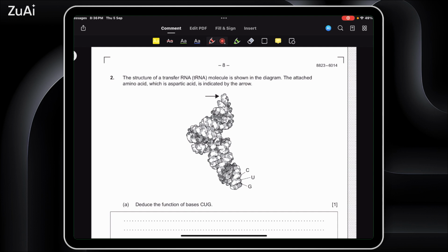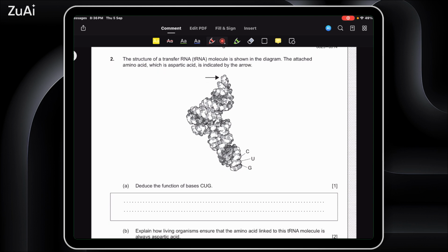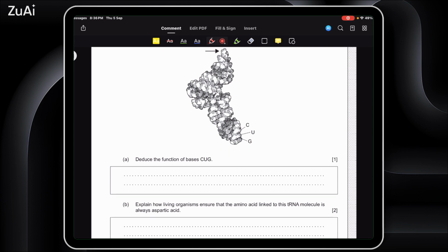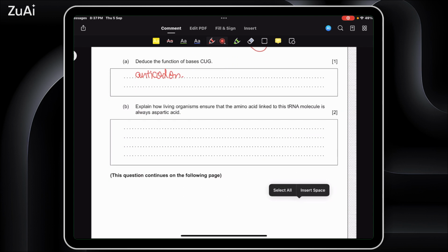Okay, question number 2. The structure of the transfer RNA molecule is shown in the diagram. The attached amino acid, which is aspartic acid, is indicated by the arrow. The anticodon is CUG. Explain how living organisms ensure that the amino acid linked to this transfer RNA molecule is always aspartic acid.